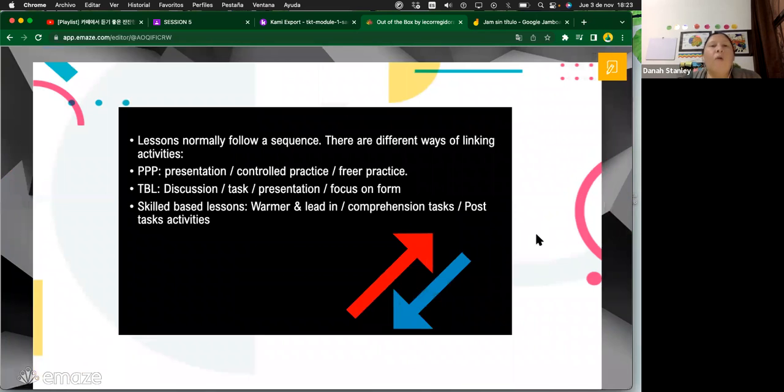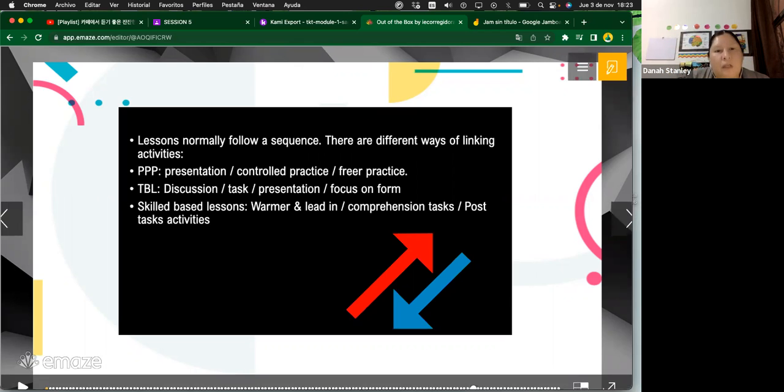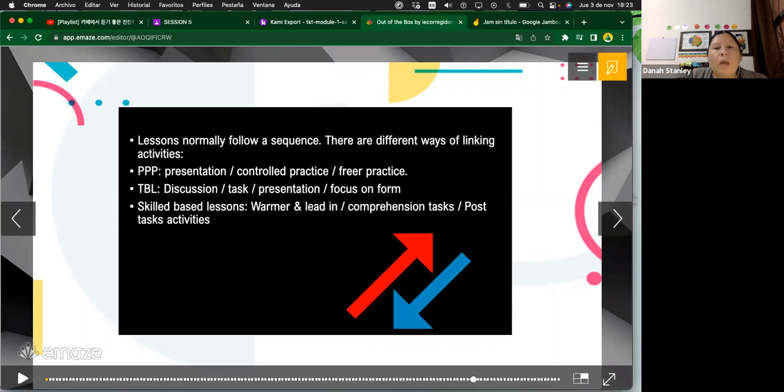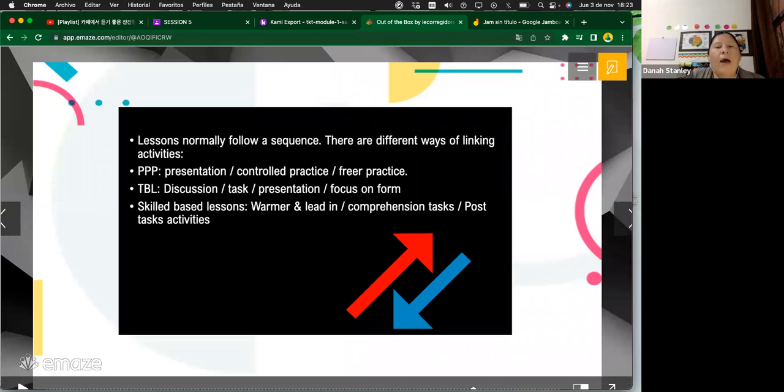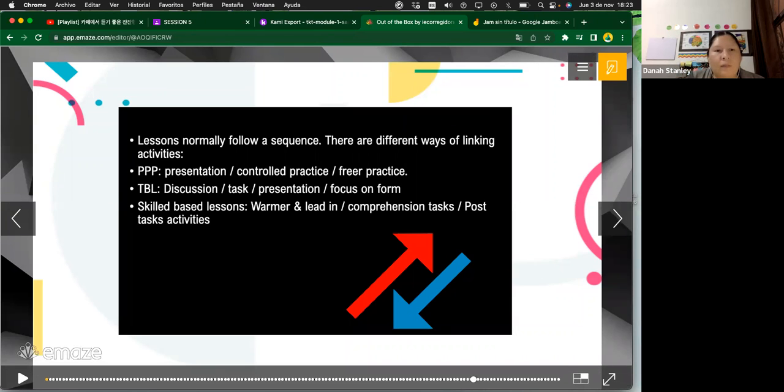So lessons normally follow a sequence, and there are different ways of linking activities. So as we said, we can have an eclectic lesson. I can work mainly with PPP and combine different methods and approaches to enrich my presentation. For example, we saw presentation, controlled practice, and free practice. In TBL, they have a discussion, they have the task, they have a presentation, and they focus on the form, and the fluency and the accuracy.